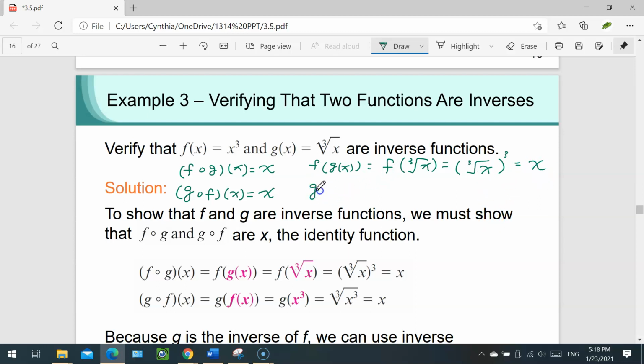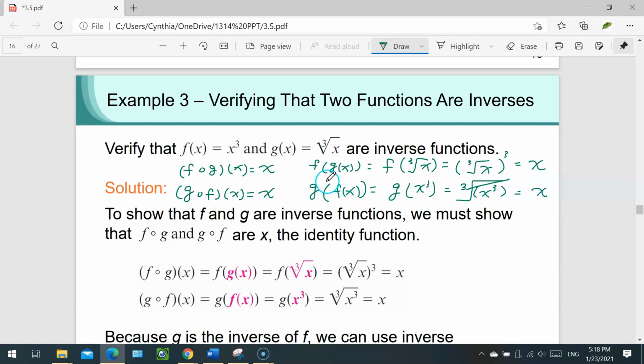We do the other way around. g compose f, so g stays outside, f function inside. So we start from f function, which is x power 3, and your outside still has that g function. Now we substitute the f function into here. So it's a cubic root of x. So x, I leave it blank. Now I'm going to replace the blank with x power 3. This power 3 will cancel out with index number 3 here. So it turns to x as well.